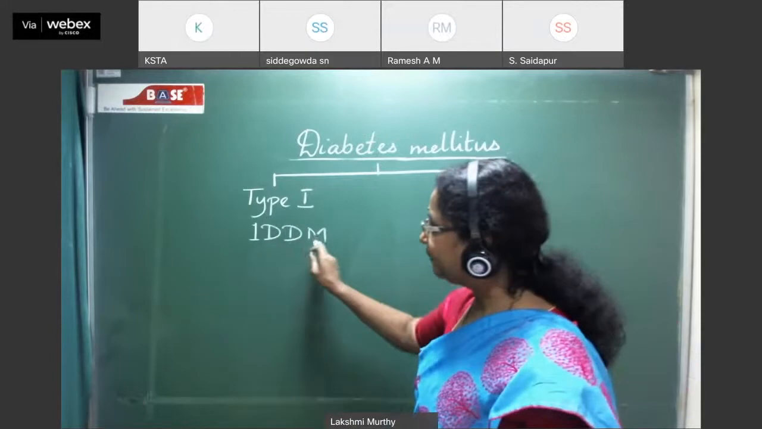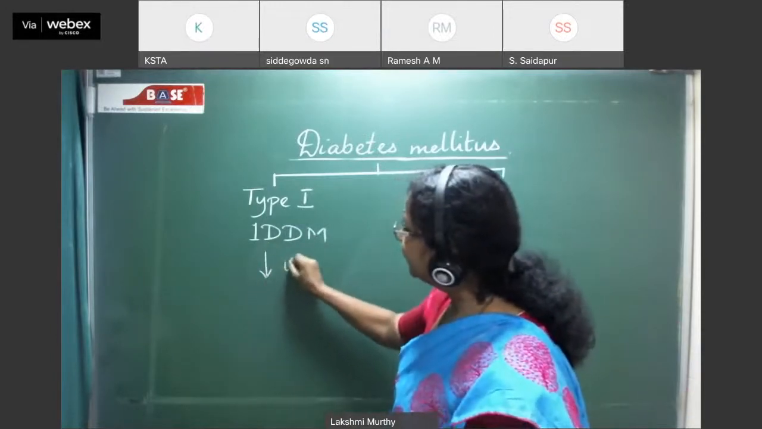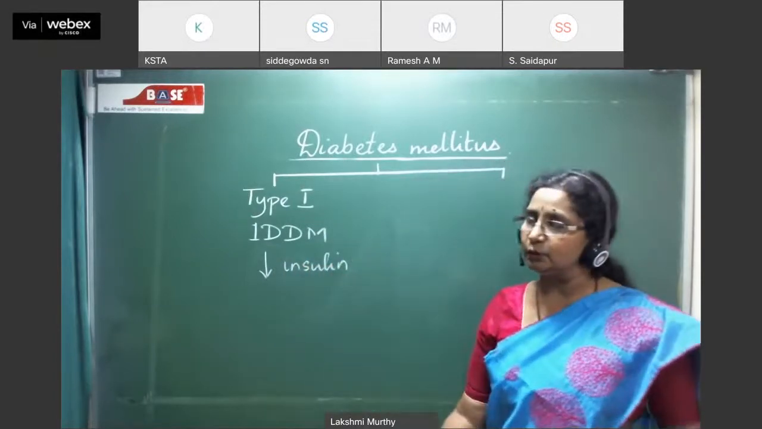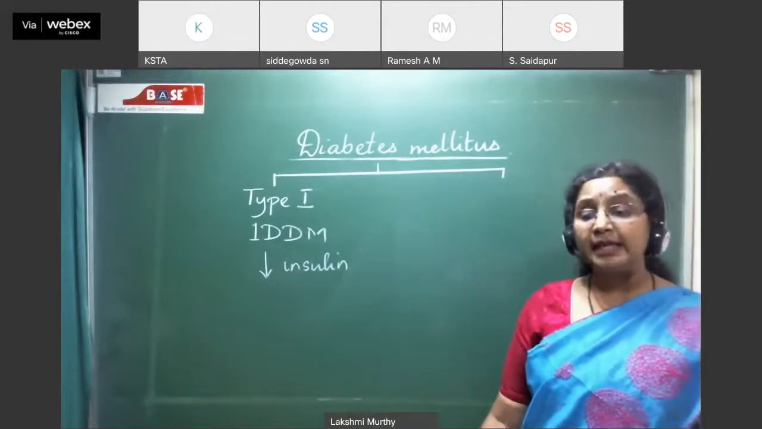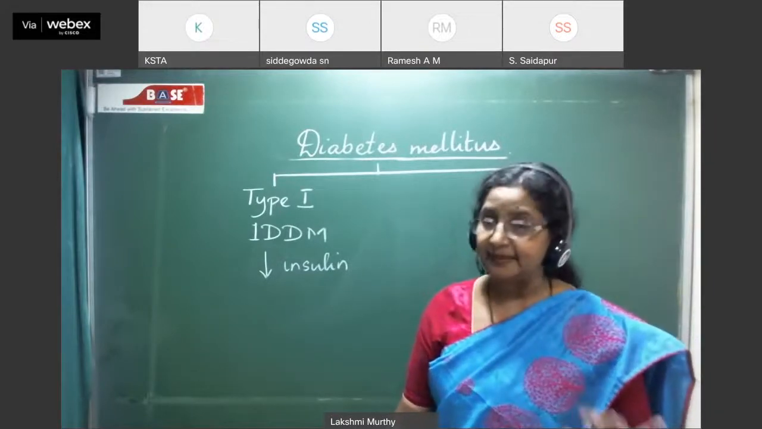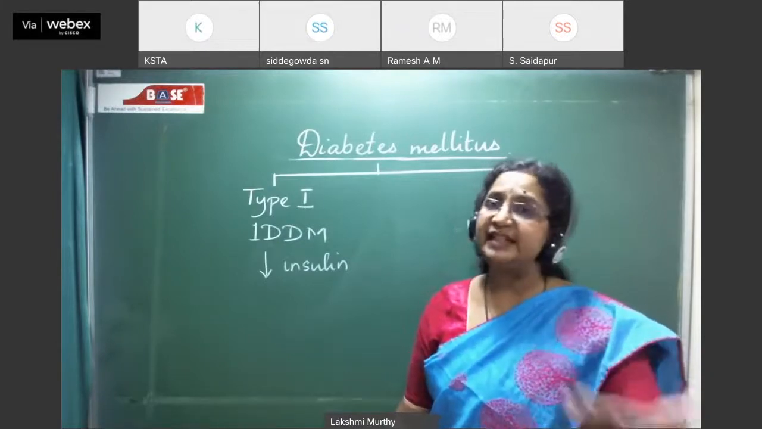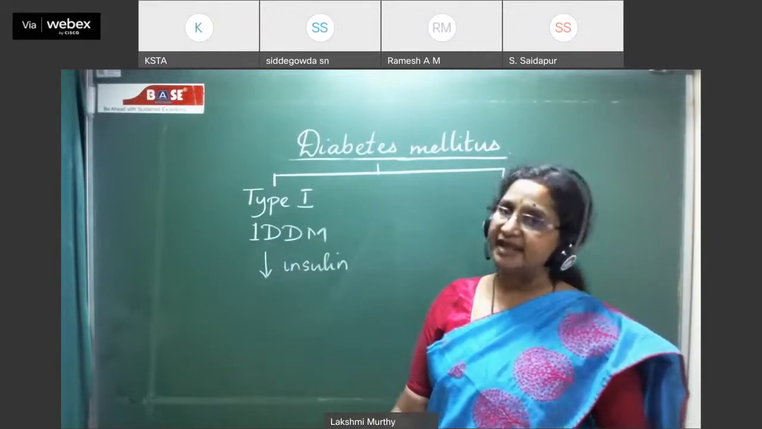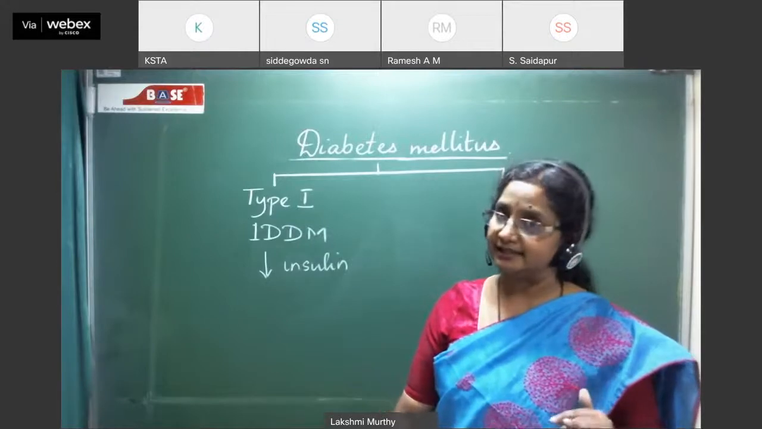So that means in type 1 diabetes mellitus, you will have hyposecretion of insulin or no secretion of insulin. Now, in this case, what is going to happen? To maintain the blood glucose levels, and most importantly, to see that the glucose is delivered into living cells for their survival, insulin has to be injected into the person.